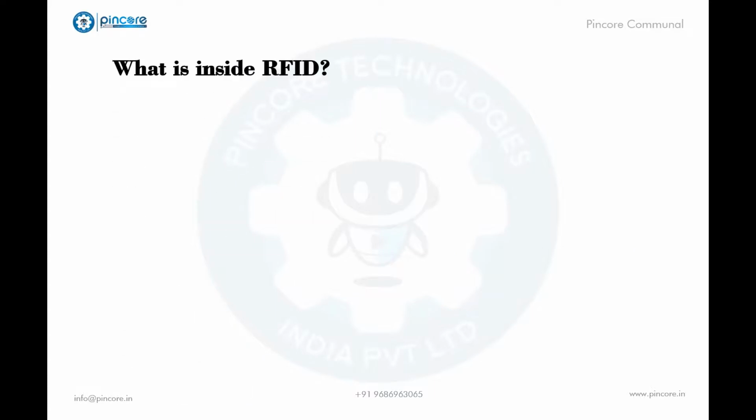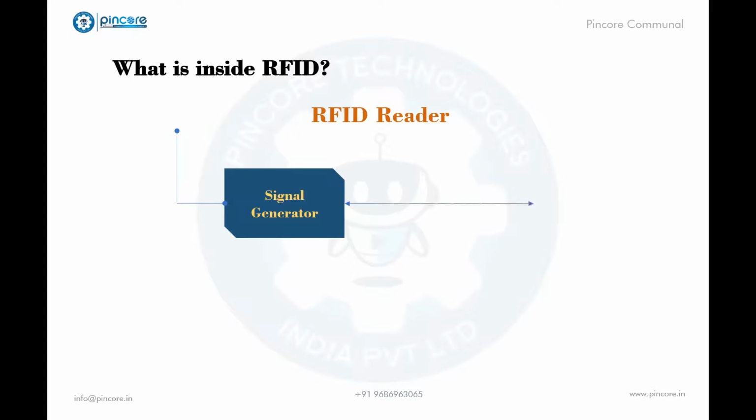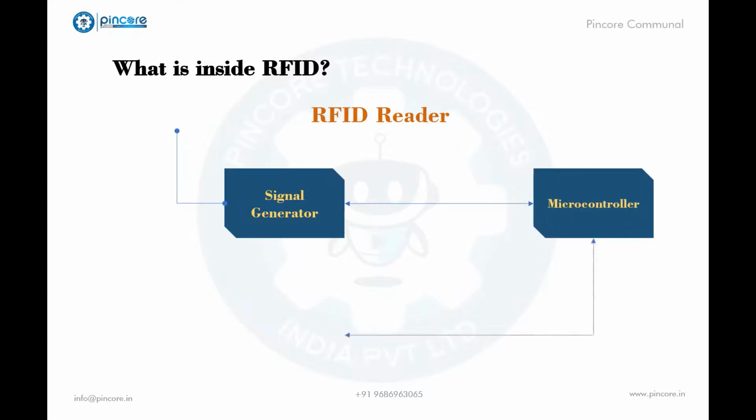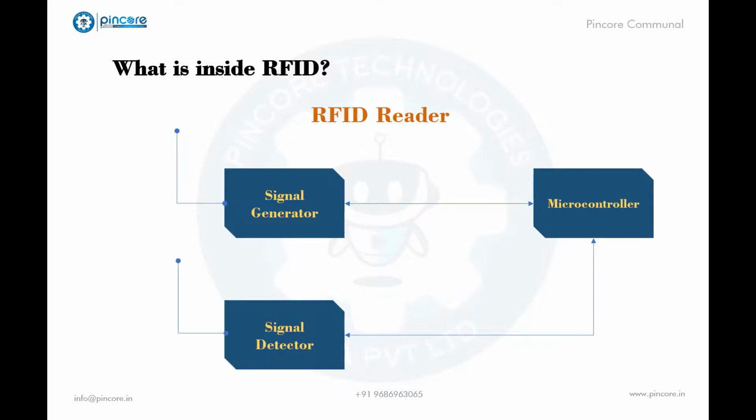So now let's see what is inside RFID. First, let us discuss the RFID reader. The RFID reader contains a signal generator, a microcontroller, and a signal detector. The signal generator generates signals through the antenna, and the signal detector detects the signal from the antenna. To process the information sent by the tags, the microcontroller comes into the picture and is connected to the system.